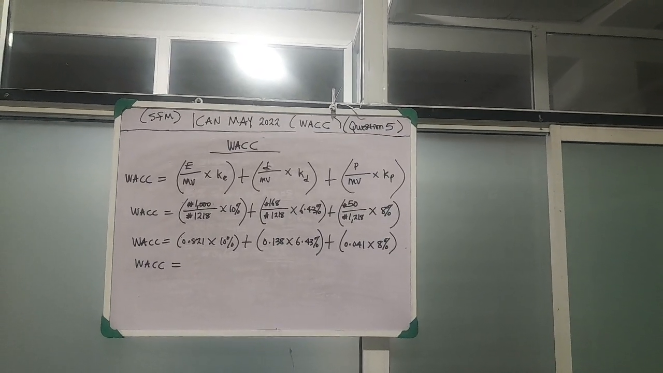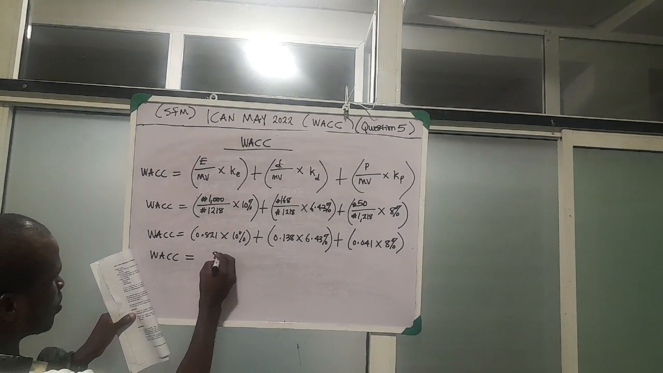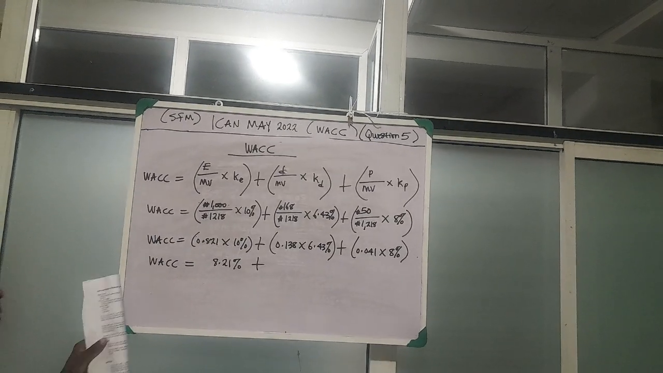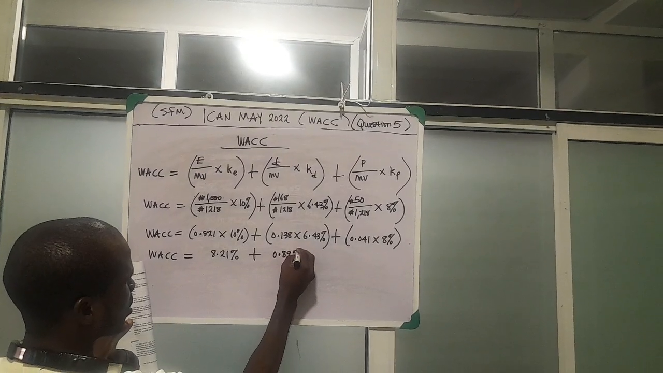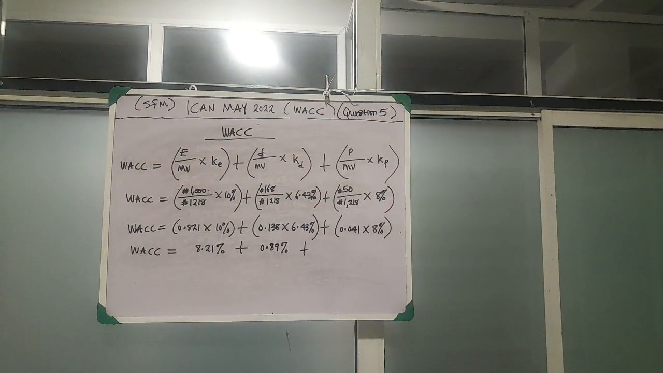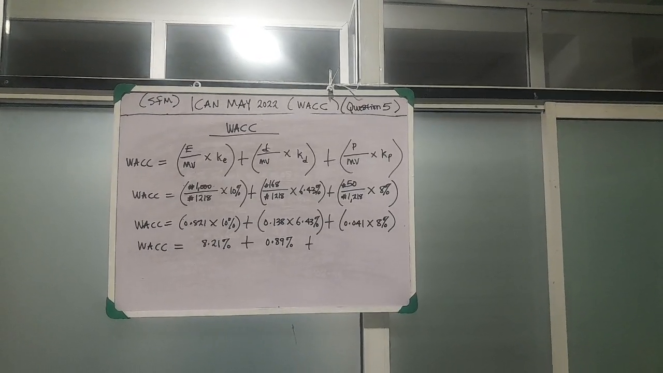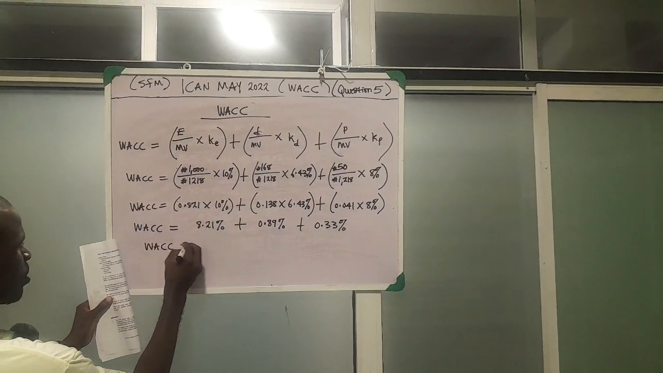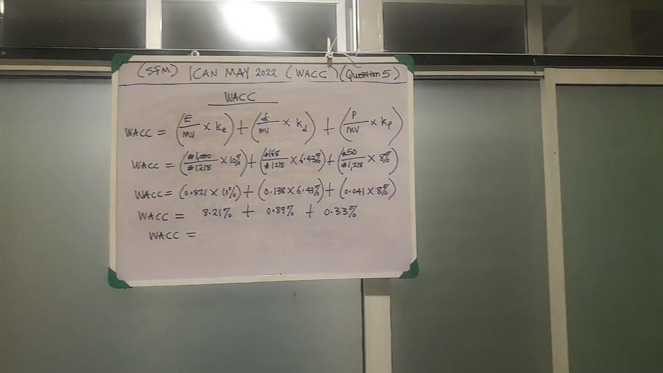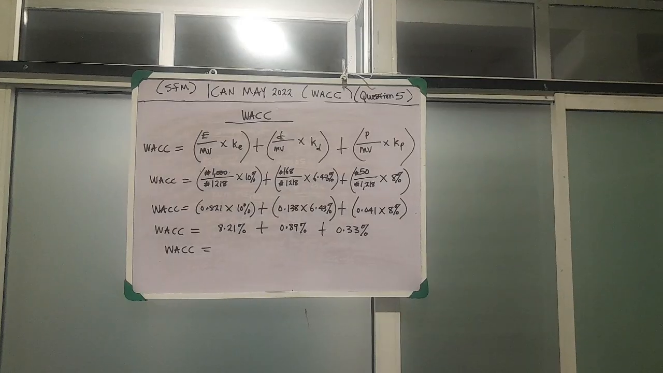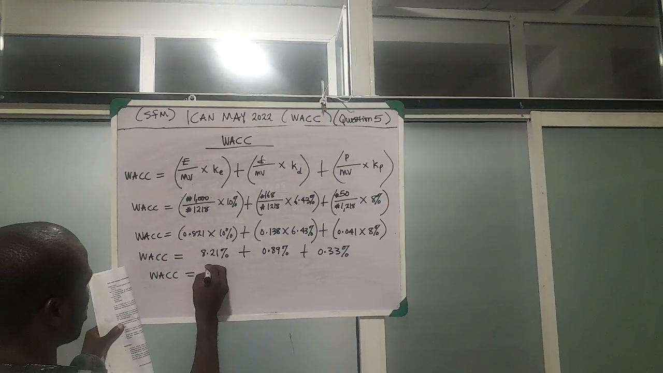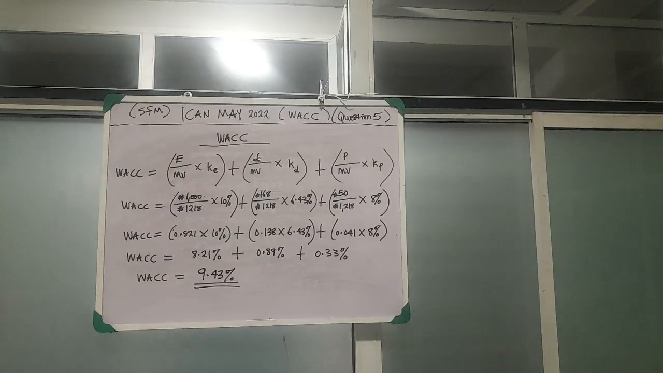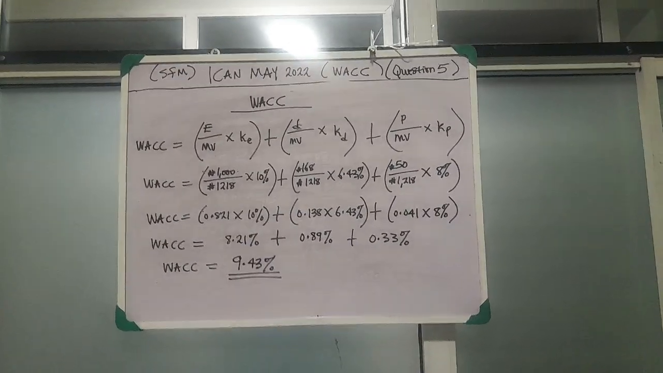Individually, we have 8.21% here, plus 0.89%, plus 0.33%. Added together, 8.21 plus 0.89 plus 0.33 gives us 9.43%. So that gives us 9.43% as our weighted average cost of capital. So WACC, which is the A part of the question, has been answered.